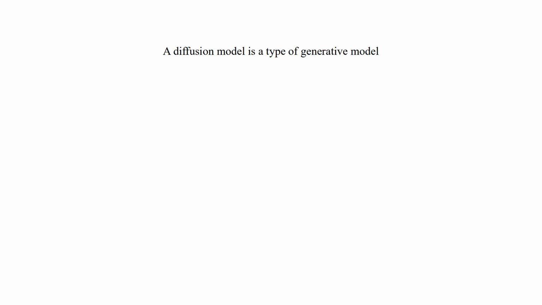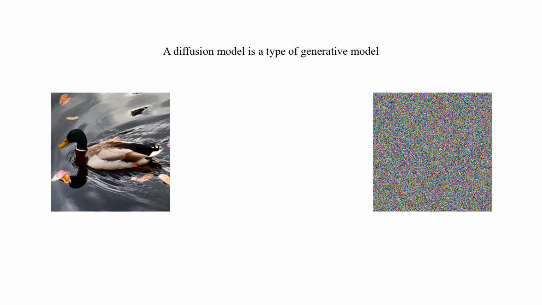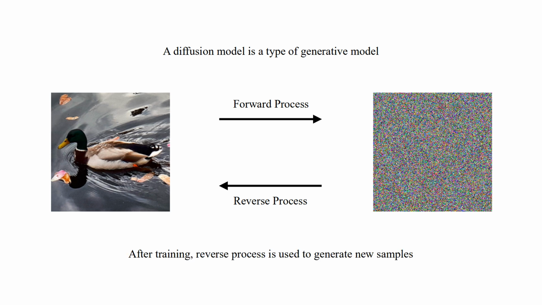A diffusion model is a type of generative model. Training requires two types of processes. In forward process, training image is distracted with noise. In reverse process, it is learned how to recover training image. After training, reverse process is used to generate new samples. Let's inspect them in full detail.